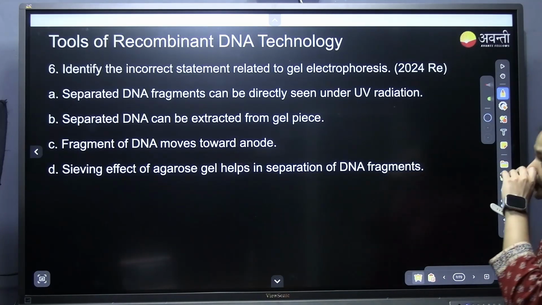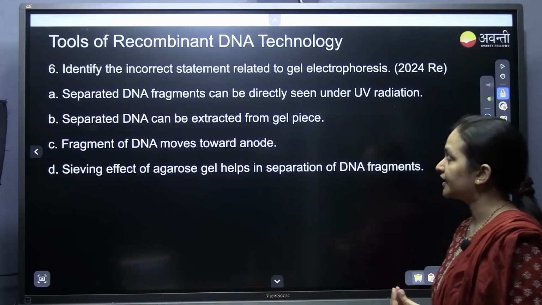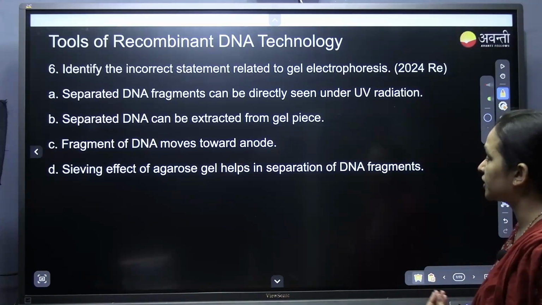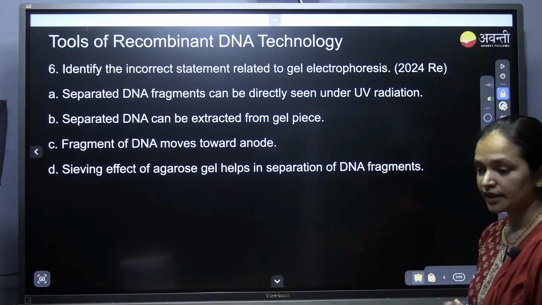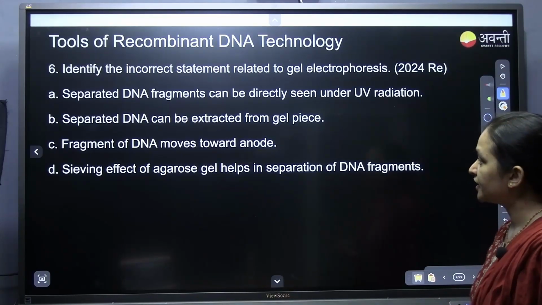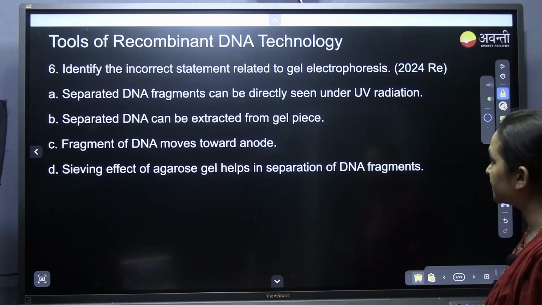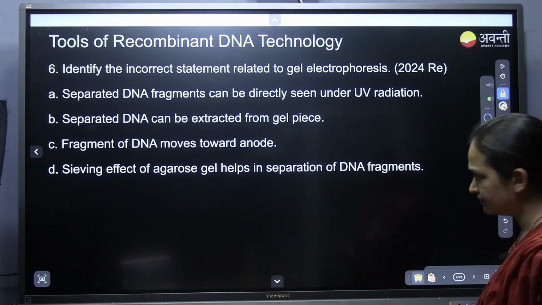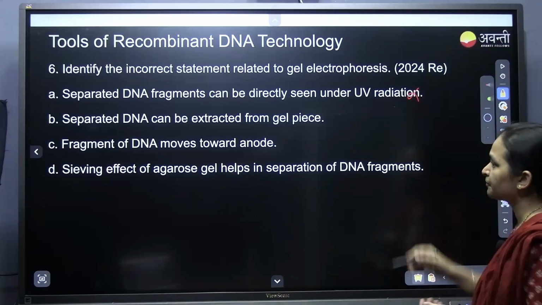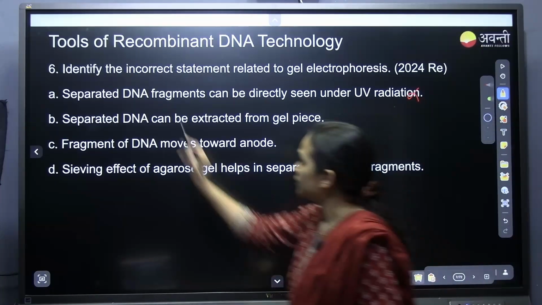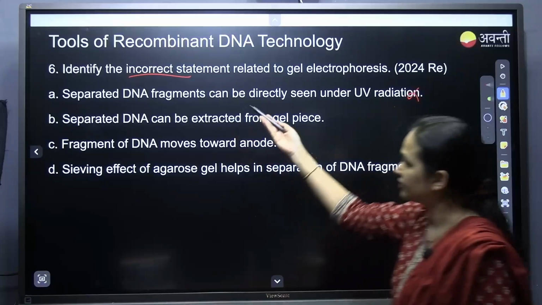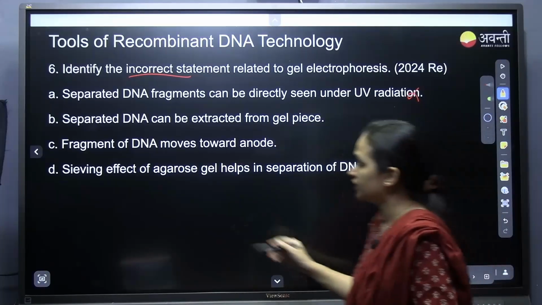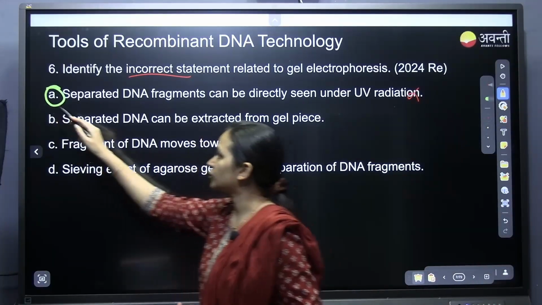Now coming to the tools of recombinant DNA technology, identify the incorrect statement related to gel electrophoresis. Incorrect, we need to find out. Separated DNA fragments can be directly seen under the UV radiation. Can they directly be? We need to stain them, right? So that is an incorrect option. We got it. First, A is an incorrect option. We will go through the others to see whether they are correct or not.